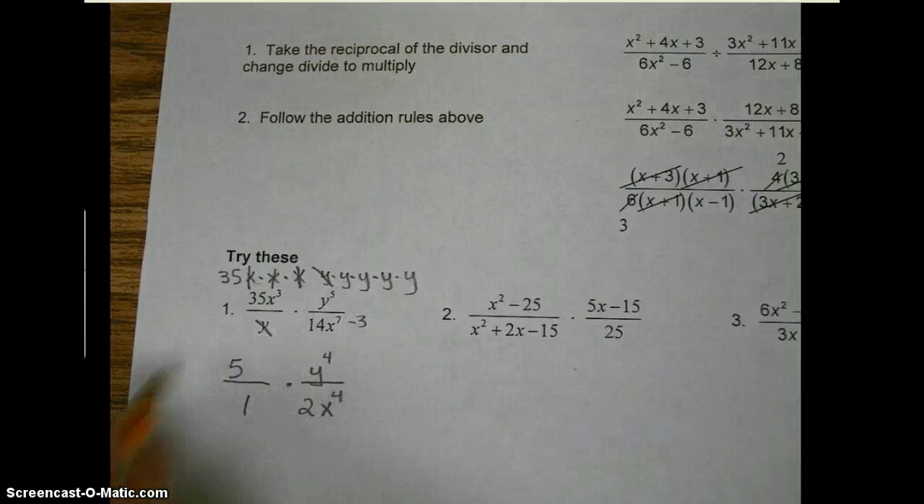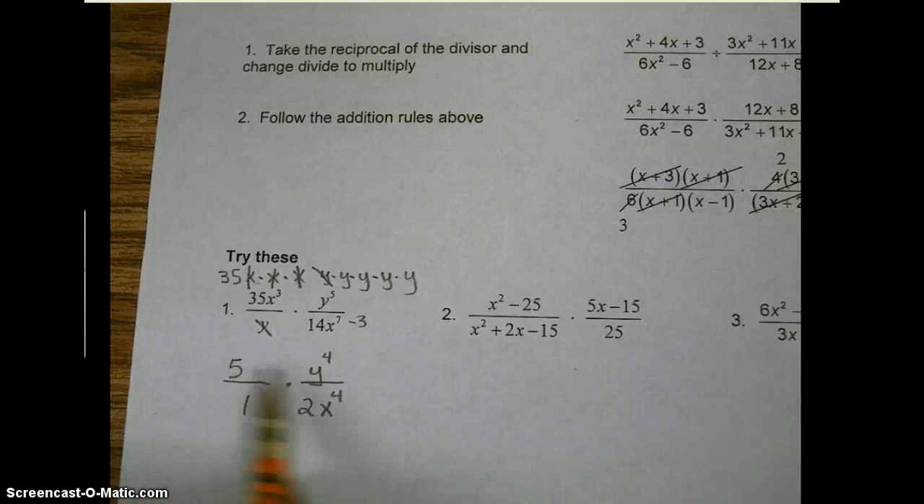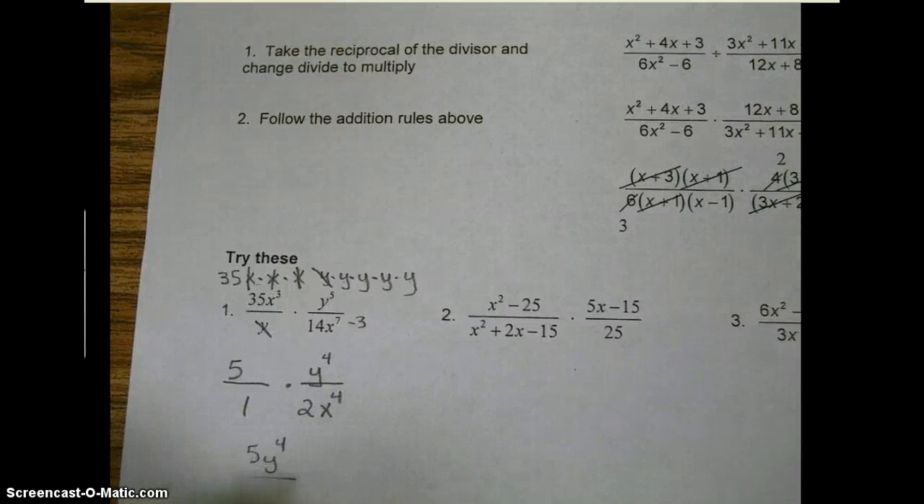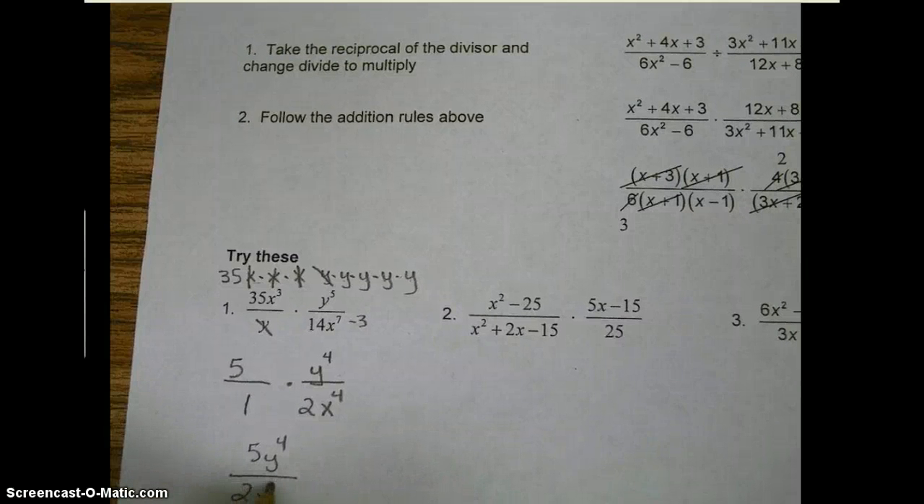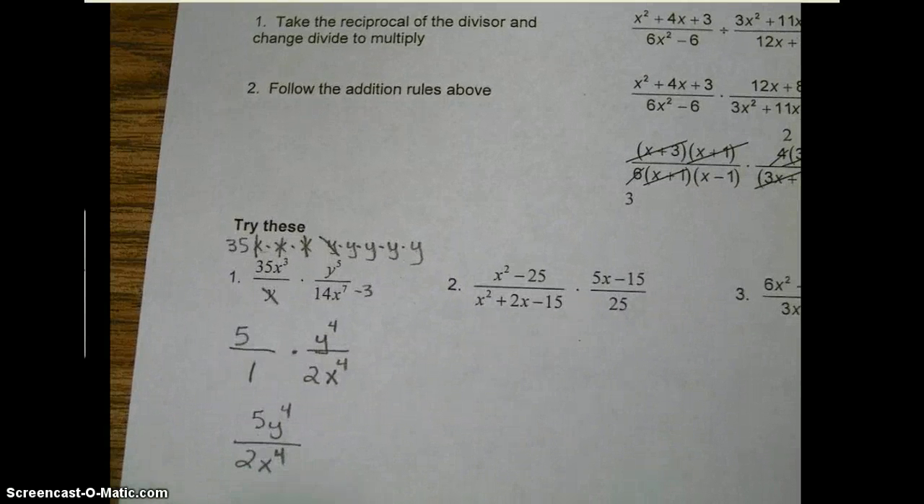Now we can multiply. So multiplying, we multiply straight across. So 5 times y to the 4th, 1 times 2x to the 4th. And there's your answer.